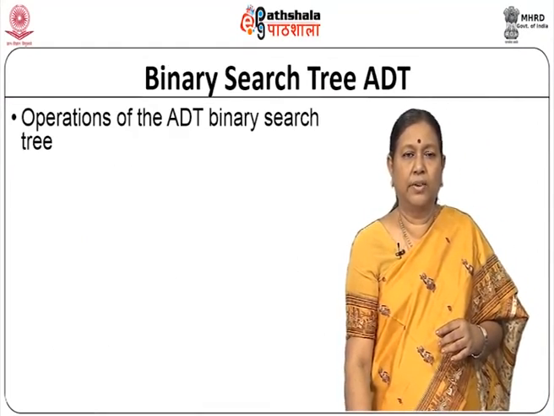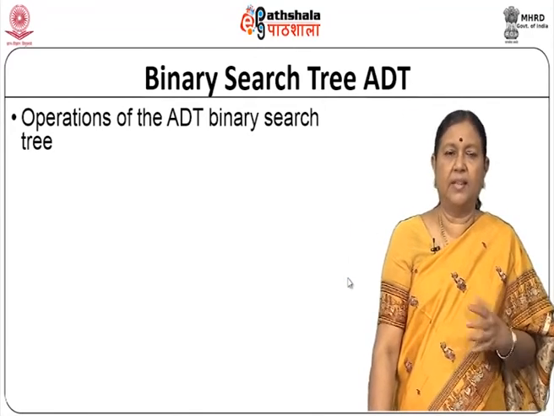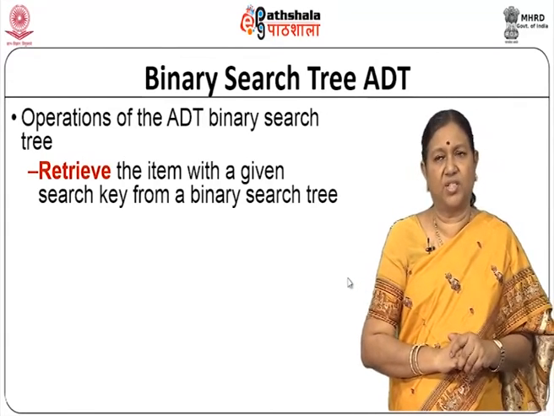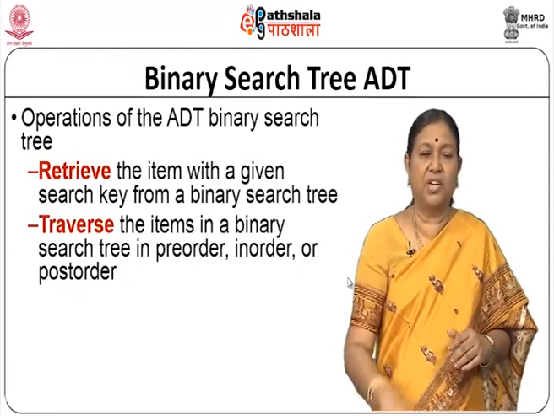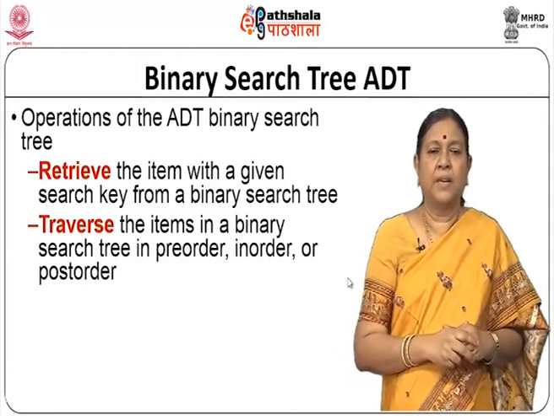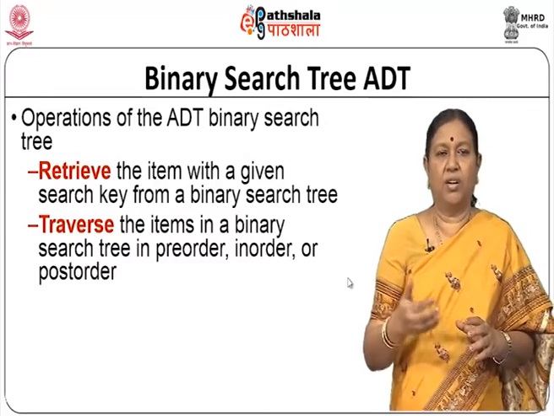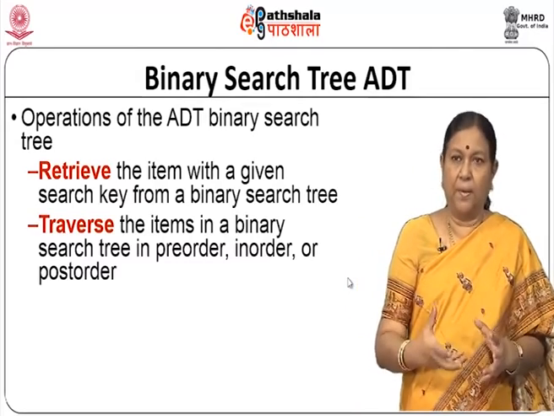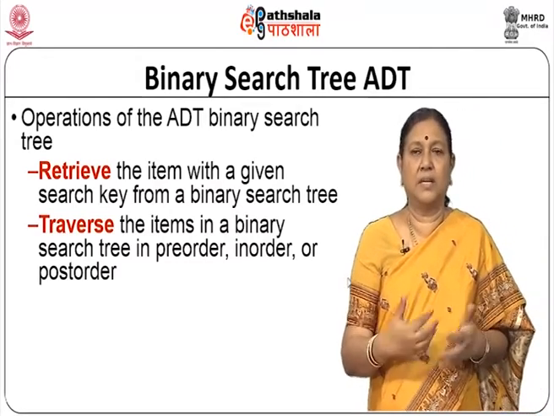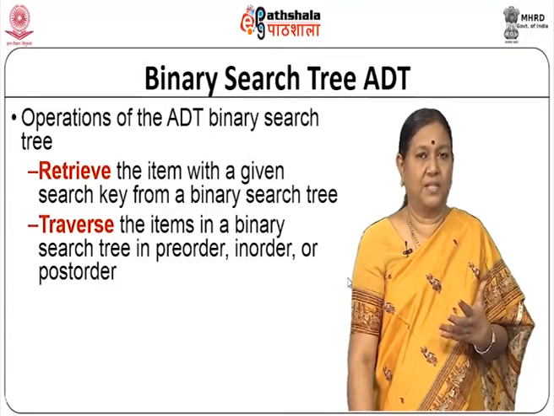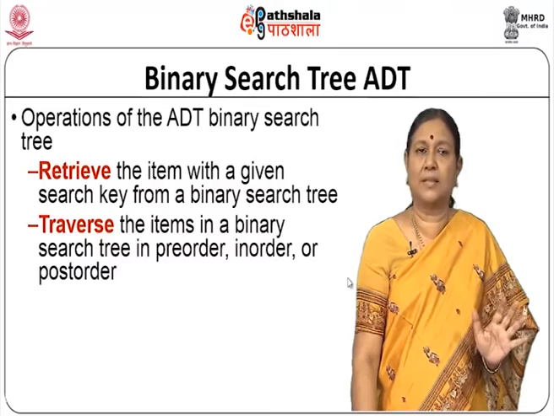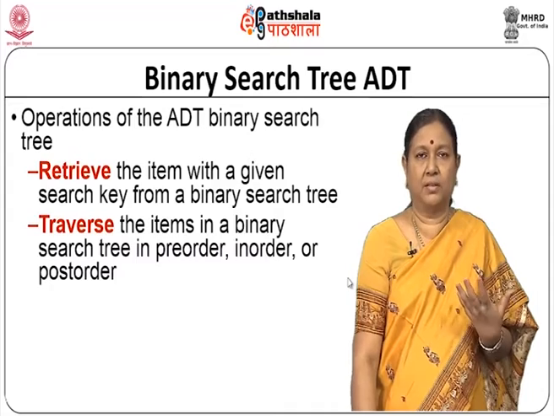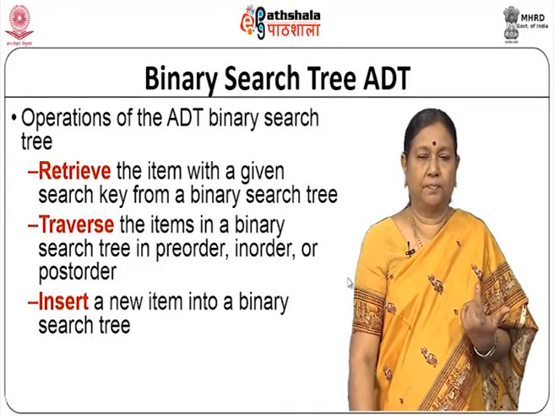So, when we look at the operations of a binary search tree ADT, the operations can be to retrieve the item with a given search key from a binary search tree. This is a very important operation, especially when we talk about dictionaries. Another is to traverse items in a binary tree in pre-order, in order or post order, just like we did in a binary tree. In a binary search tree, the in order traversal is important because that order determines the successor and predecessor operations. So, when you define successor and predecessor, we are talking only about successor and predecessor in the in order traversal, but like any tree you can do any type of traversal: pre order, in order, post order.